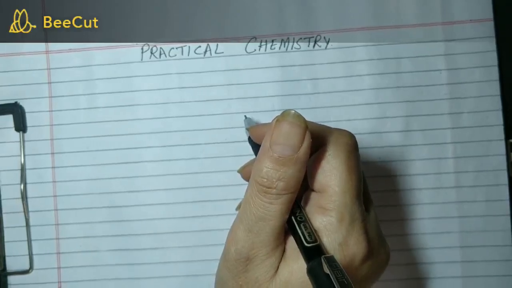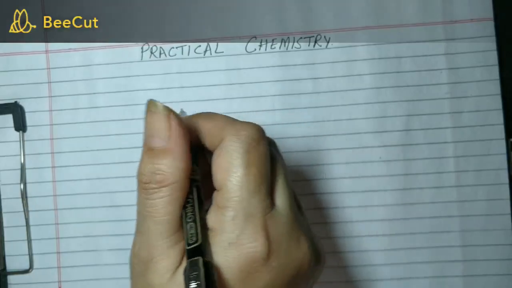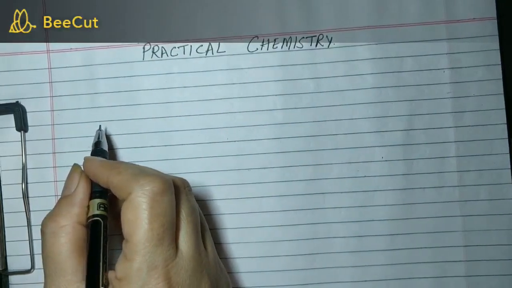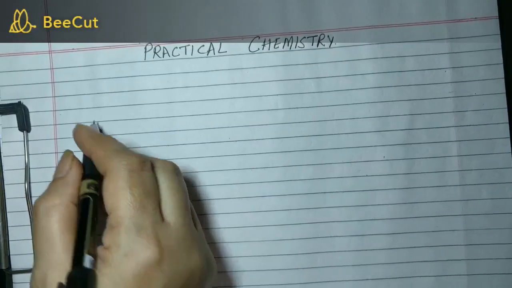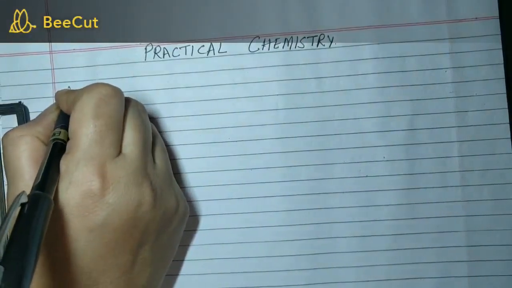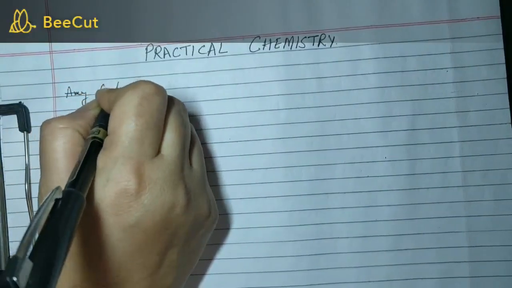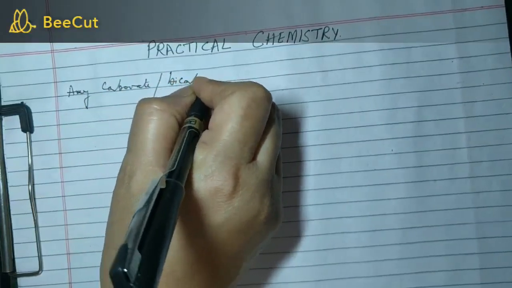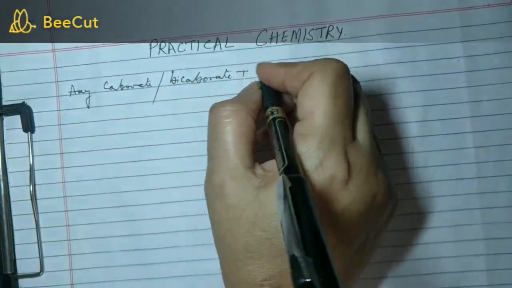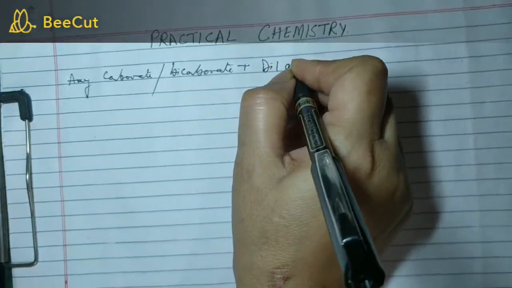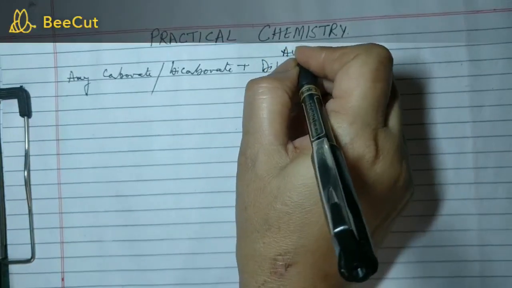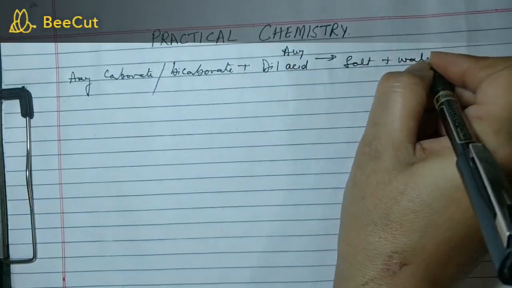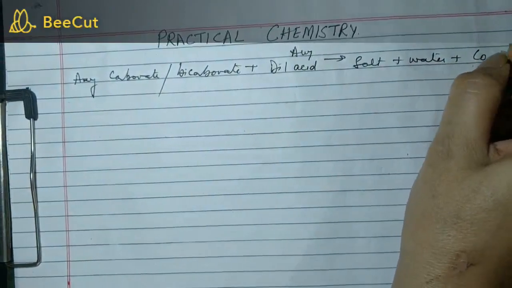The principle is that whenever a salt is treated with dilute acid, it gives out a respective gas, and the gas can be used to identify the anion in the salt. For example, if you take any carbonate or a bicarbonate and treat it with any dilute acid, it may be HCl, H2SO4, any dilute acid, then it will give you salt and water and it will give you carbon dioxide.